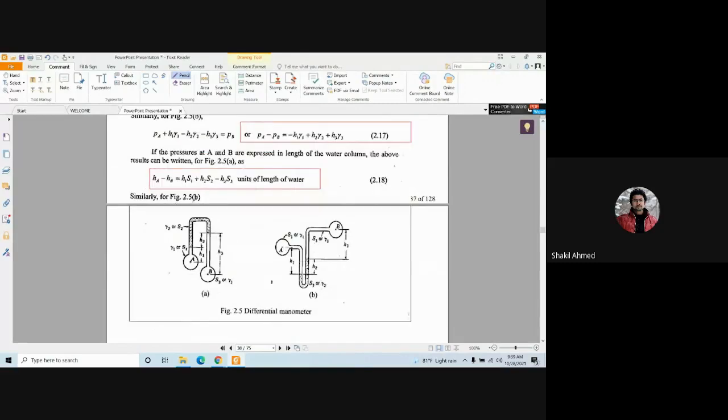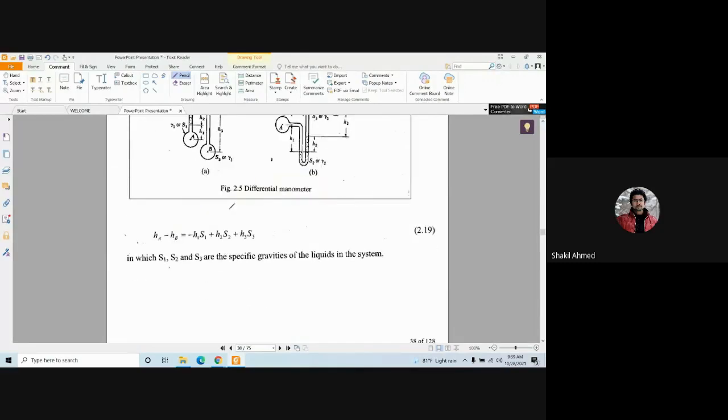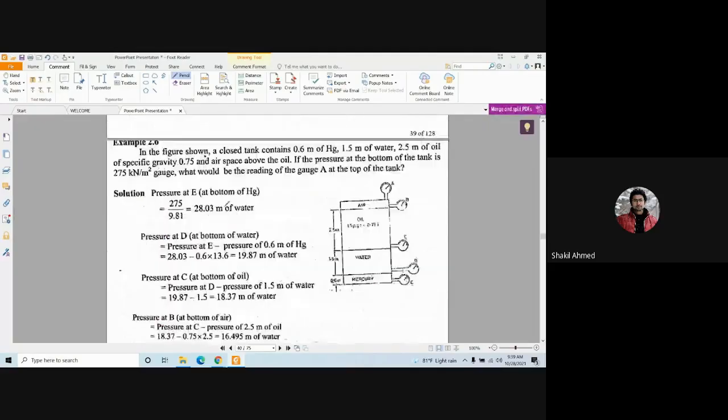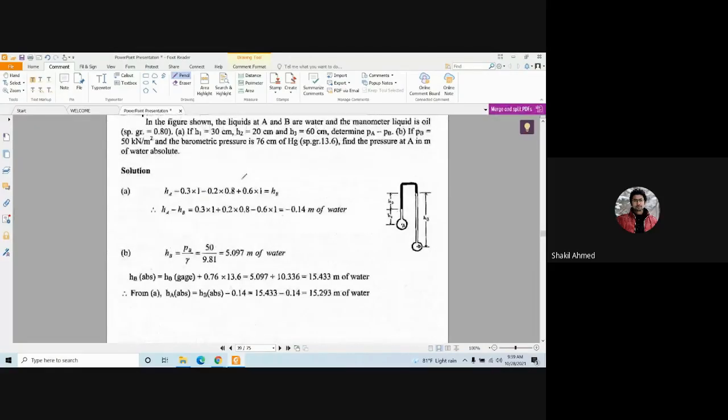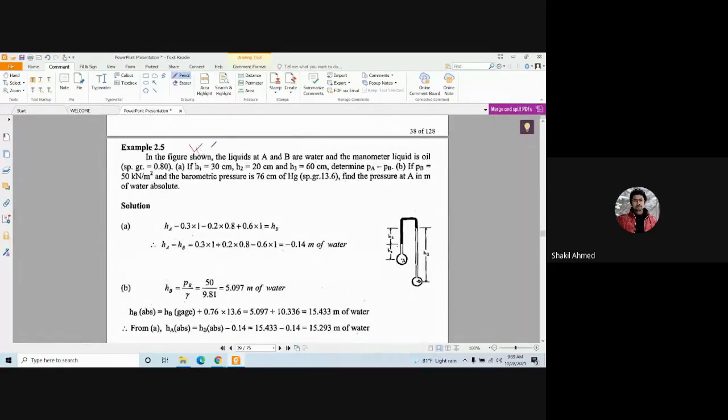Okay, simple. Let's solve this problem, then it will be easier for us to visualize. Let's see this one. This is a differential manometer. This is one pipe, this is another pipe, A and B. You need to know the difference in pressure between pipe A and pipe B. This is oil, with specific gravity 0.8, and this is mercury. The black one is the mercury, the white one is the oil, and this is the same oil.